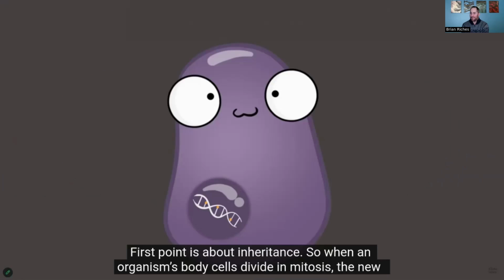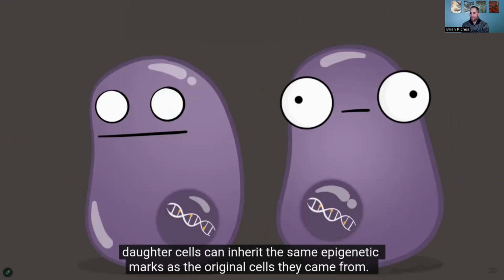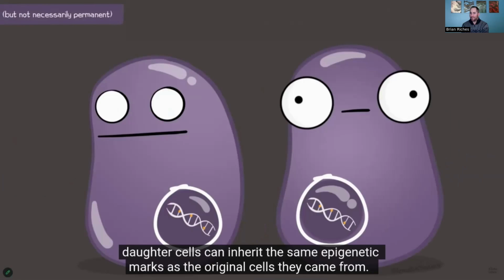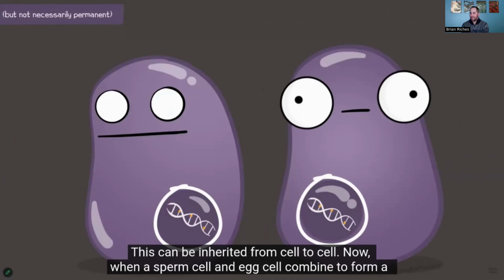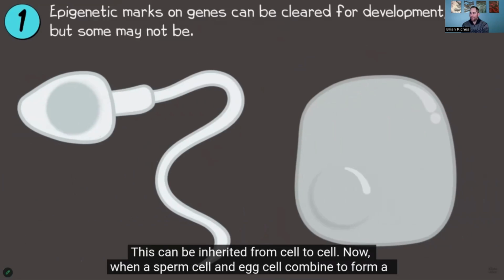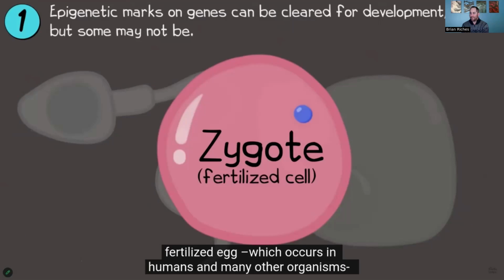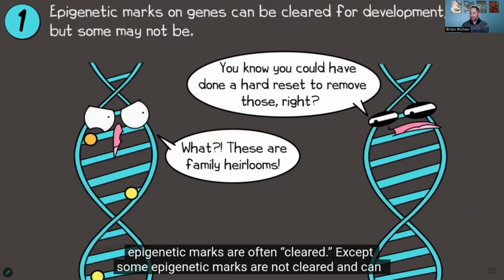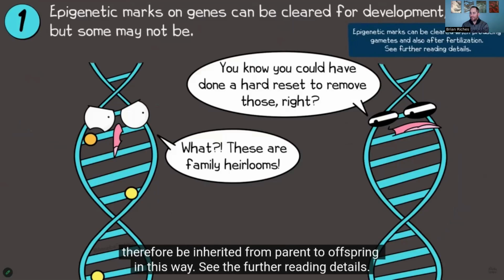First point is about inheritance. So when an organism's body cells divide in mitosis, the new daughter cells can inherit the same epigenetic marks as the original cells they came from. This can be inherited from cell to cell. Now, when a sperm cell and an egg cell combine to form a fertilized egg, which occurs in humans and many other organisms, epigenetic marks are often cleared. Except some epigenetic marks are not cleared and can therefore be inherited from parent to offspring in this way. See the further reading details.